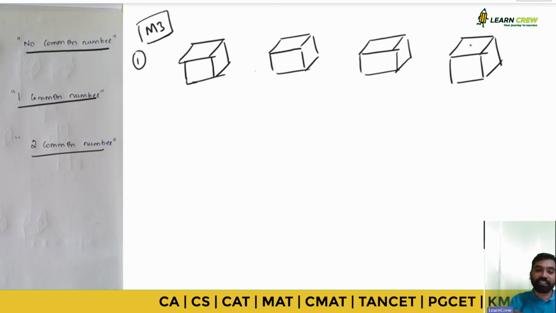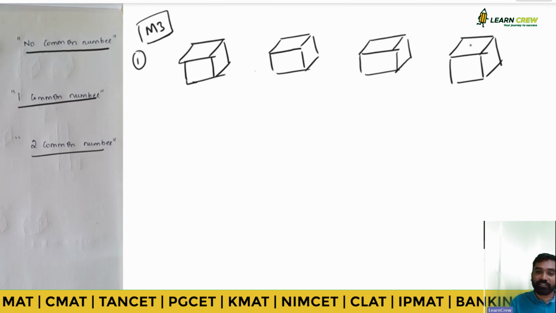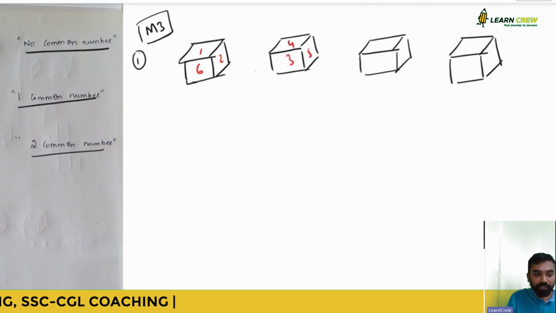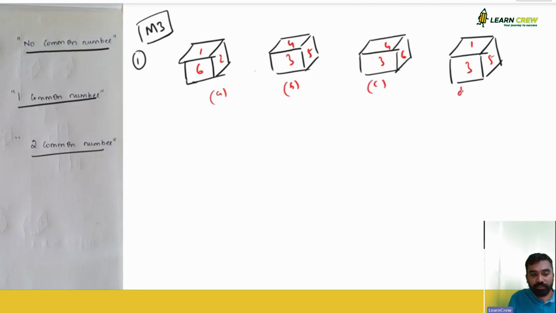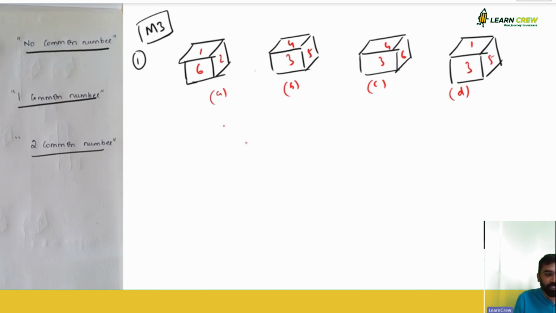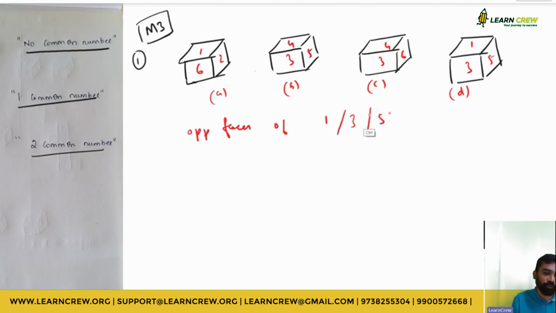So they'll just give an option and they'll tell you cannot be determined. You can just choose the option cannot be determined. Okay. 1, 6, 2, 4, 3, 5, 4, 3, 6, 1, 3, 5. This is A, this is B, this is C, this is D. Okay. I'm asking you to find what is opposite. What are the opposite faces of 1, 3, and 5, or 1, 5, 3, whatever it is.